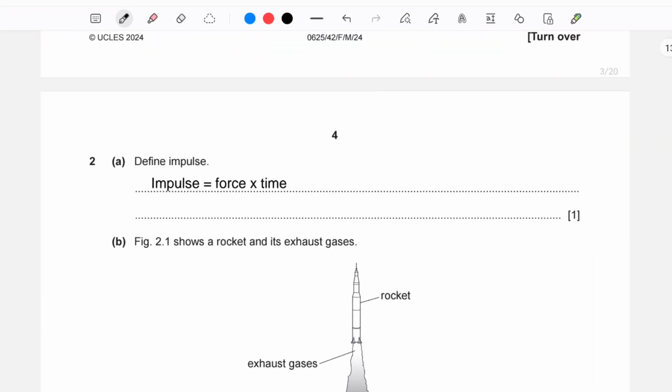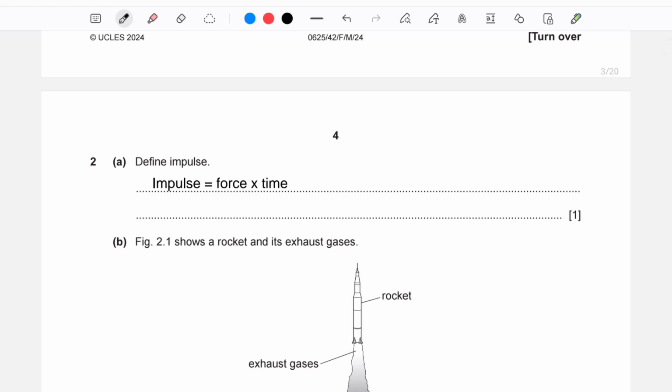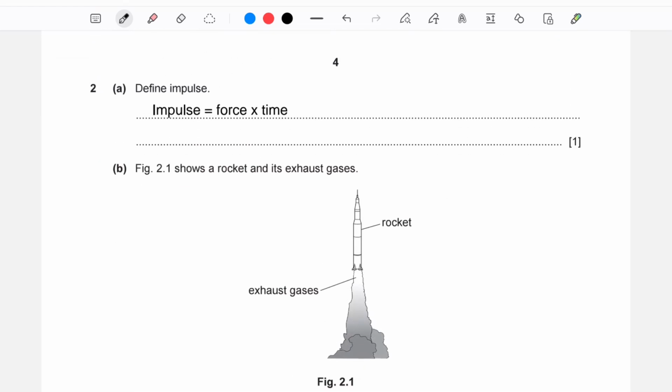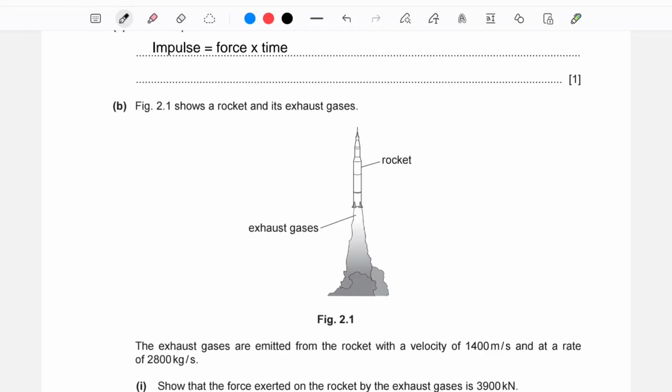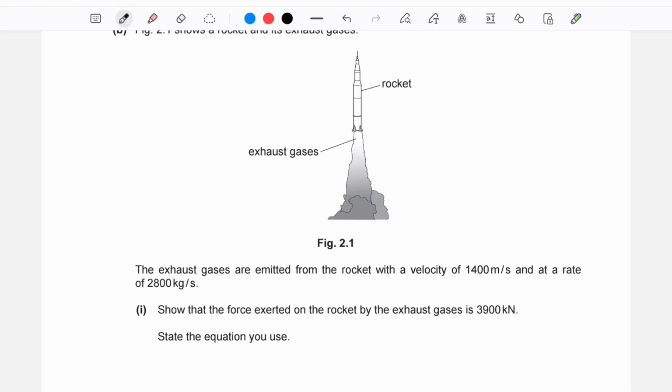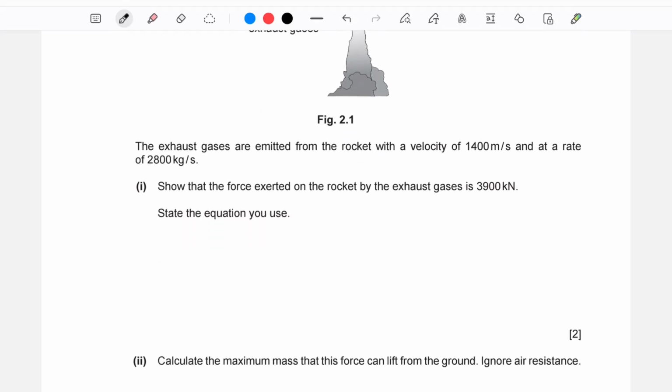Question 2, part A. Define impulse. Impulse is the product of force and time. Figure 2.1 shows a rocket and its exhaust. The exhaust gases are emitted from the rocket with a velocity of 1400 meters per second and at a rate of 2800 kilograms per second. Show that the force exerted on the rocket by the exhaust is 3900 kilonewtons. State an equation you would use.